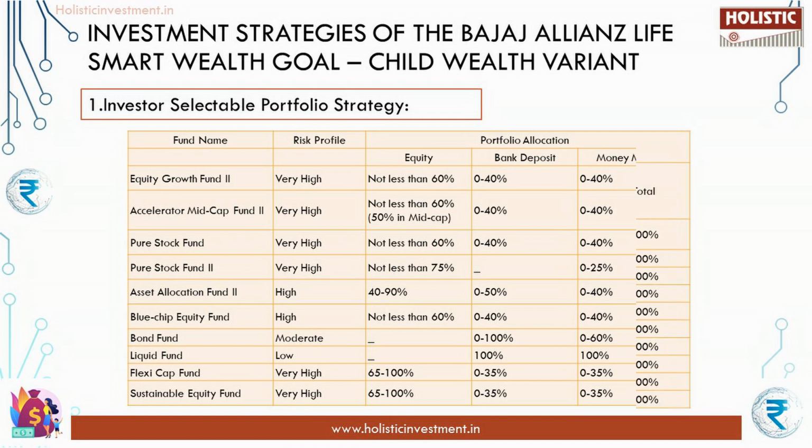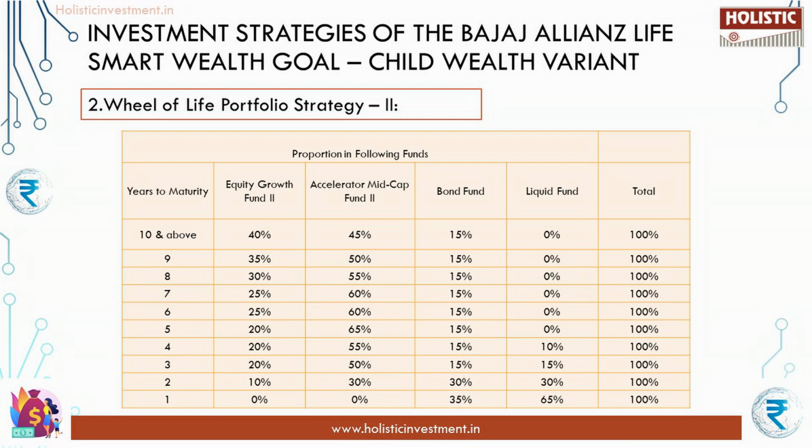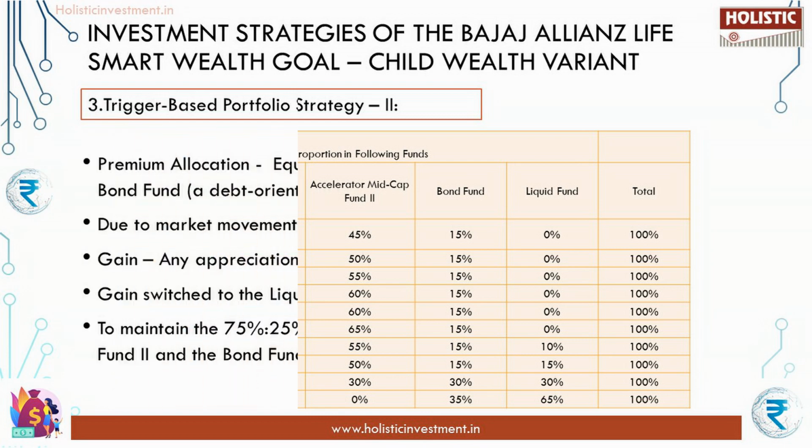Next strategy, Wheel of Life portfolio strategy. In this portfolio strategy, premium would be allocated in 4 funds, namely Equity Growth Fund 2, Accelerator Mid Cap Fund 2, Bond Fund and Liquid Fund, in the proportion as mentioned in the table, depending on the outstanding years to maturity. The basic idea behind this is, as you are nearing the maturity period, funds will be shifted to debt.